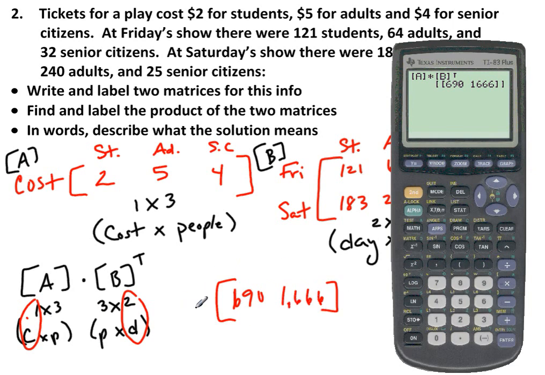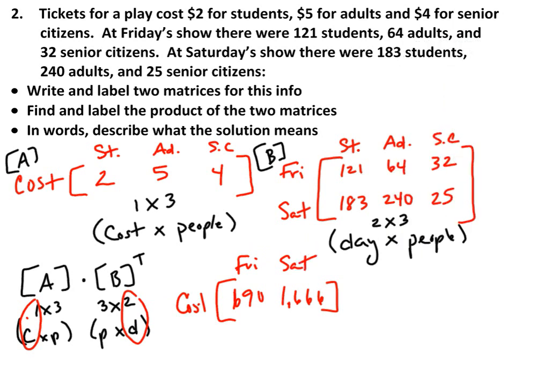My units, this is the cost, and this is the day of the week, so Friday and Saturday. So, in words, what does this actually mean? Well, this is just the amount of money made each night. Total money made each night.